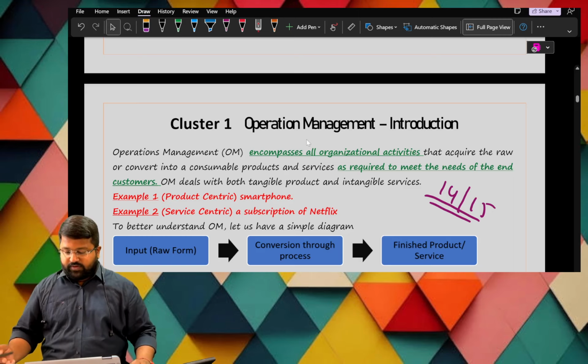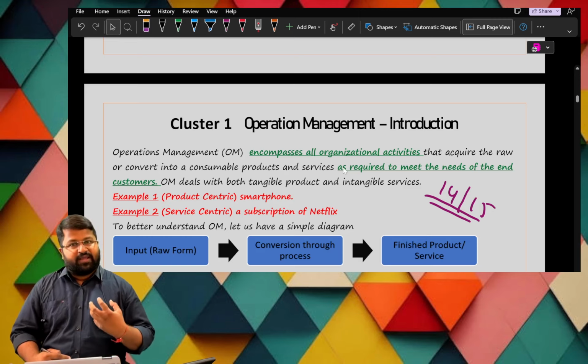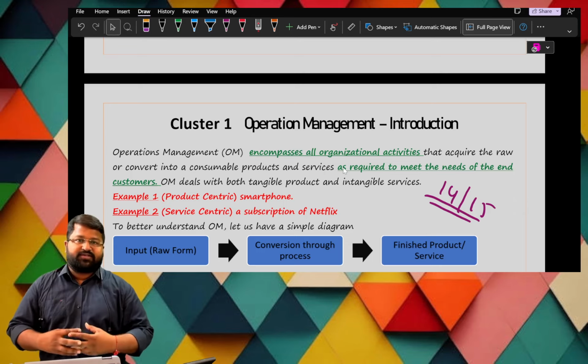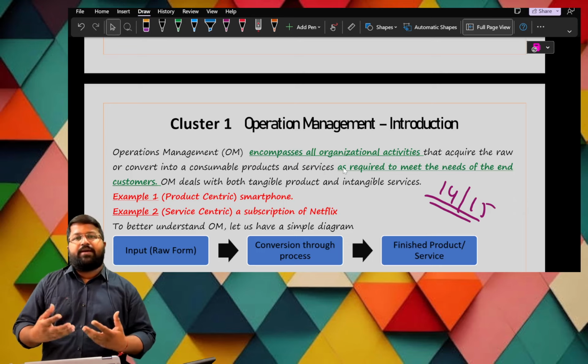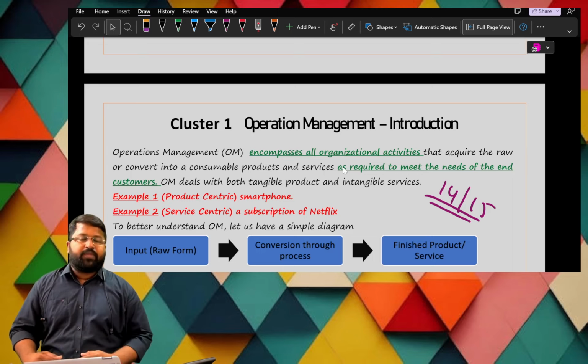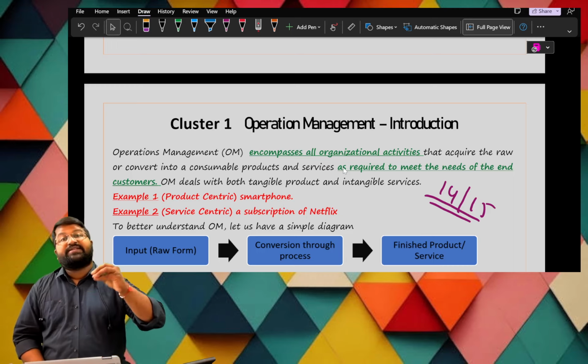Operations management can be of two types, regarding whether we are in the service industry or the product industry. When we are in the product industry, for example, we are manufacturing iPhone, we give a final product. And what about Netflix and all? They are the service industry. They provide service.